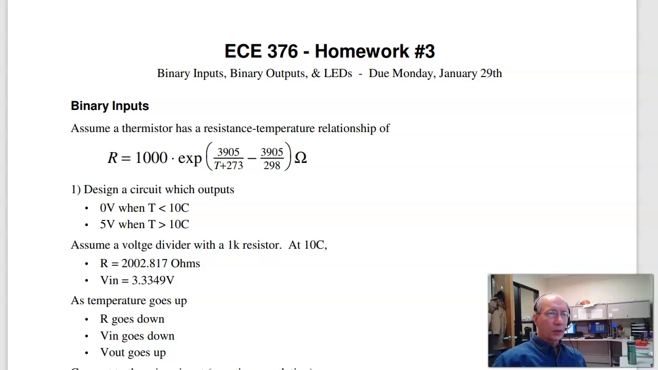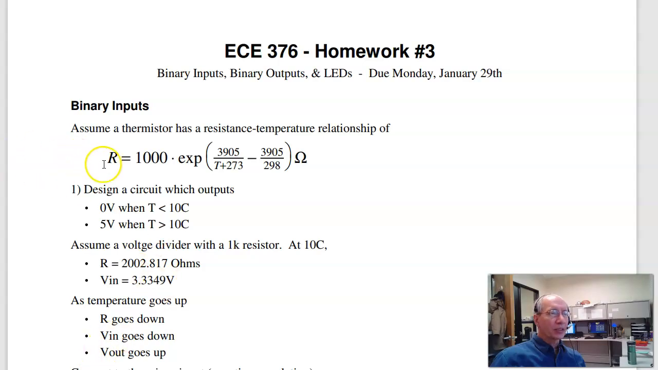Here are solutions to homework set number 3 for ECE 376. On this homework set, we're looking at binary inputs, binary outputs, and timing, along with LEDs. So the first problem is a binary output.